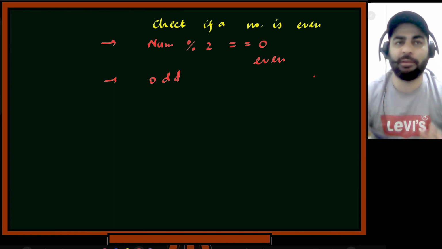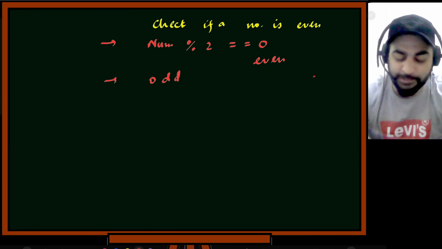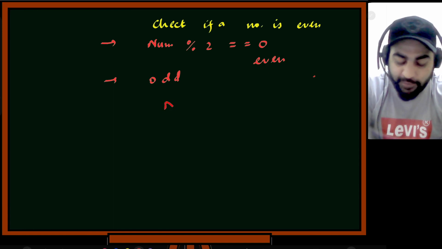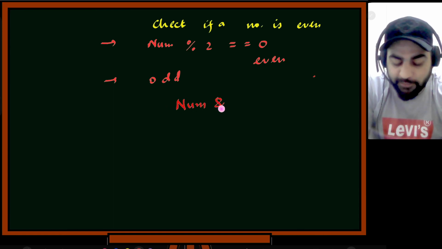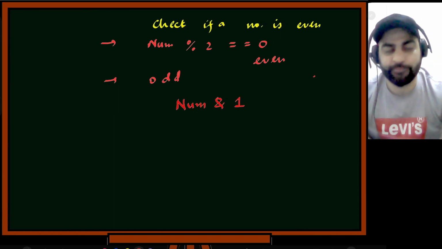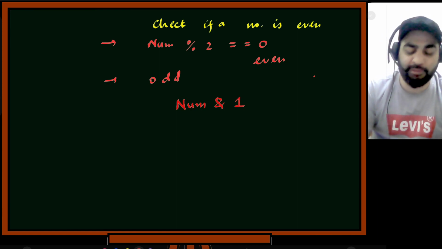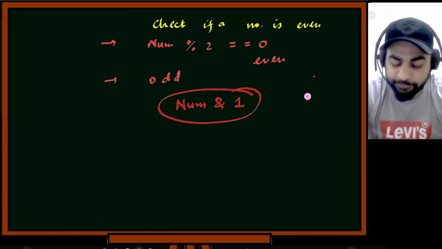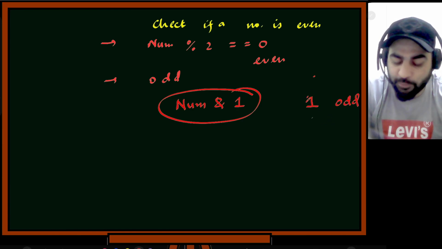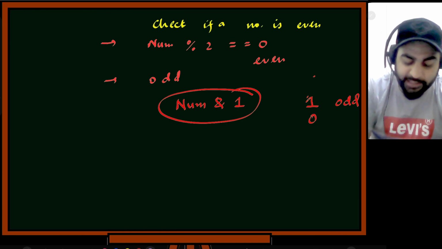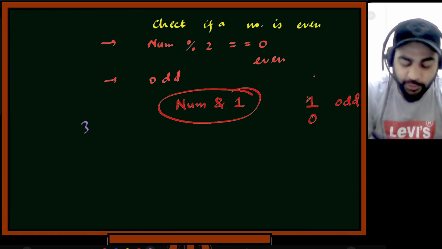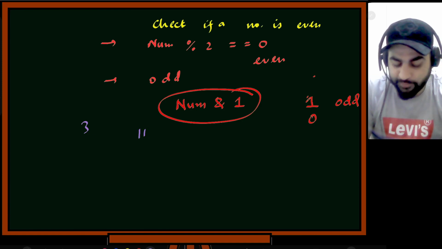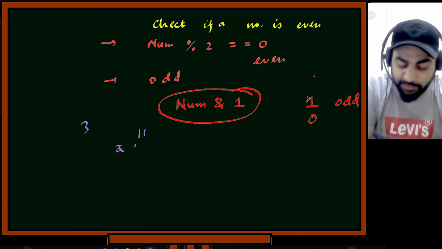Now if you know bitwise operations, what you can do is, for any number, perform bitwise AND with 1. This will give output 1 if the number is odd. Otherwise, this will give output 0. Let's see why. Let's suppose you are checking the number 3. In binary, 3 is 1 1. Now if you AND it with 1, 1 means 0 1.